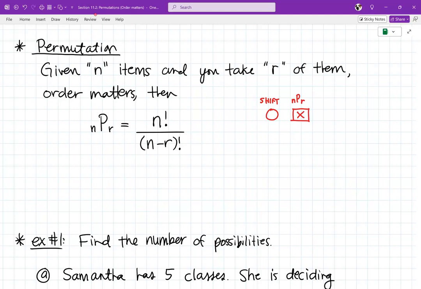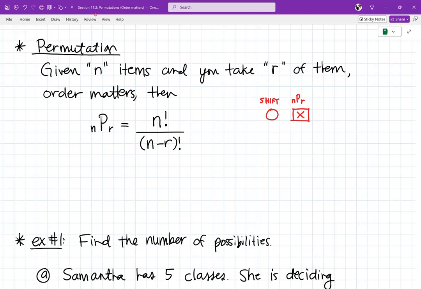nPr, this part right here, n permute r, basically means you've got n number of items and you're going to permute them r number of times. You're picking them. But remember, the important thing about it is that order matters.